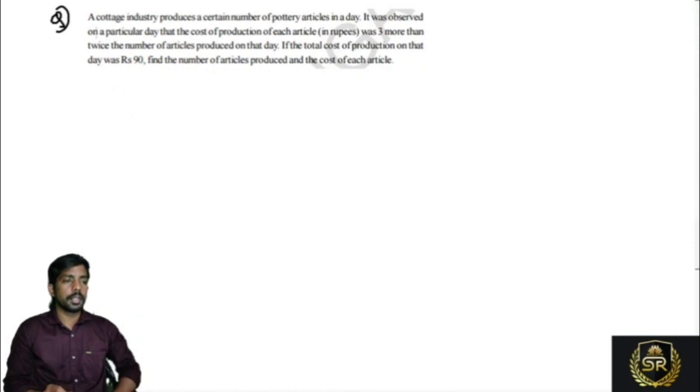Here we have a question. A cotton industry produces a certain number of pottery articles in a day. It was observed on a particular day that the cost of production of each article was 3 more than twice the number of articles produced on that day. If the total cost of the production on that day was 90 rupees, find the number of articles produced and the cost of each article.